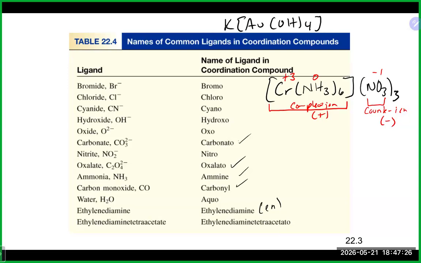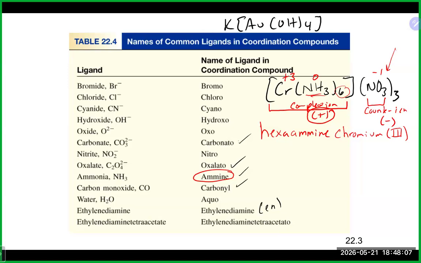So once again, we're just going to start with our ligands that are attached. We have NH3, which as you can see here is amine. We do have 6 of them, so the prefix for 6 is hexa: hexaamine. Here, because our complex ion is positively charged, we can just use the regular name for our metal, which is chromium. So this would be hexaamine chromium, Roman numeral 3.